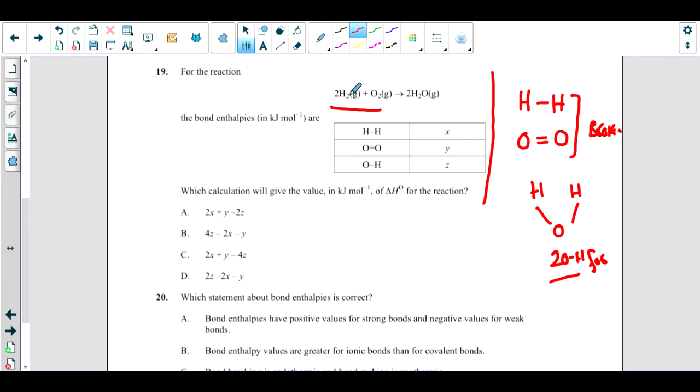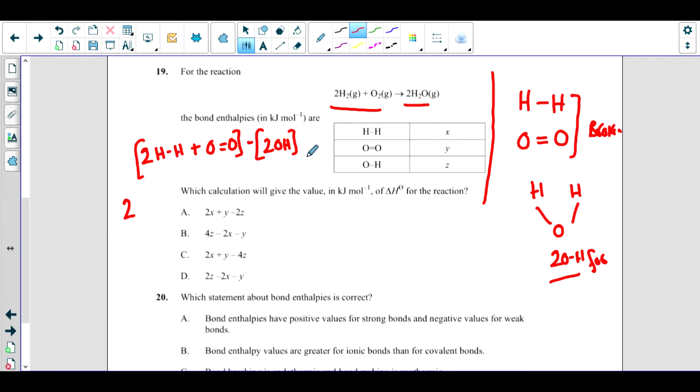So let's see. 2 hydrogen. In one hydrogen there is one bond. In 2 will be how much? 2. 2 hydrogen bonds plus O2 has one bond, so O double bond O. These are the bonds which are broken minus the bonds which are formed. In one H2O there are 2 OH bonds, so in 2 H2O how many will be there? 4 OH bonds. Now put the values.